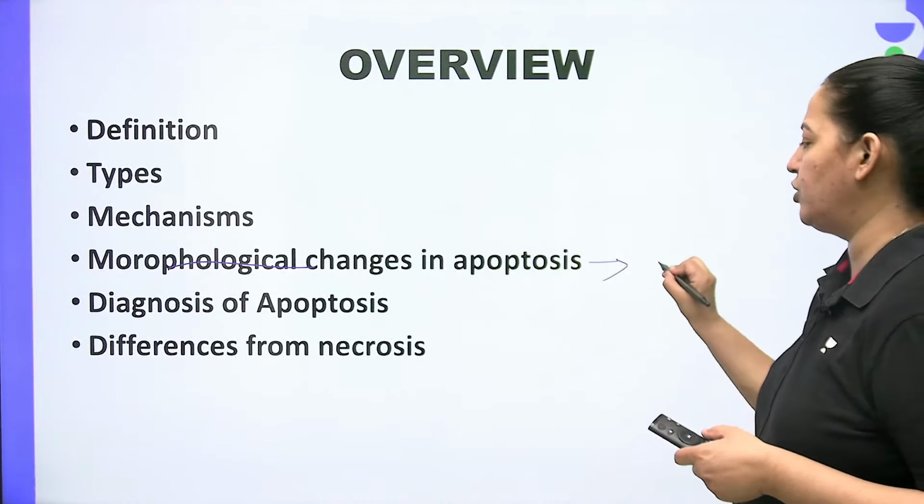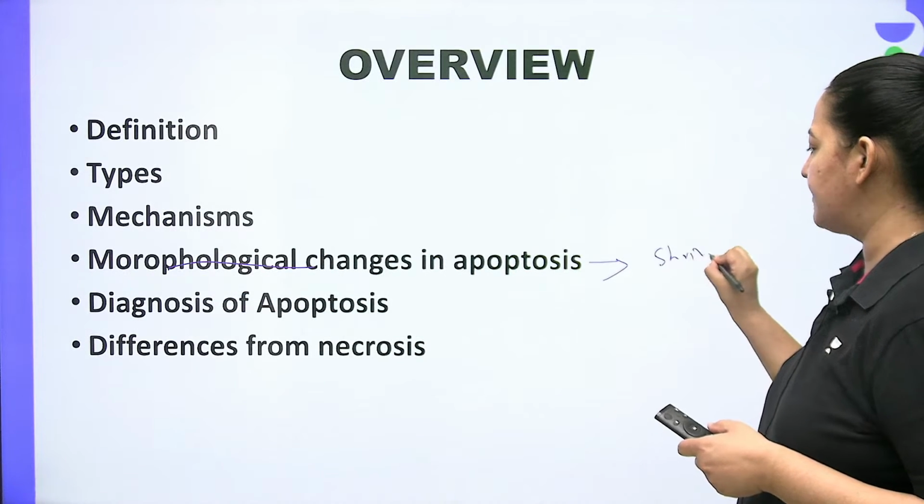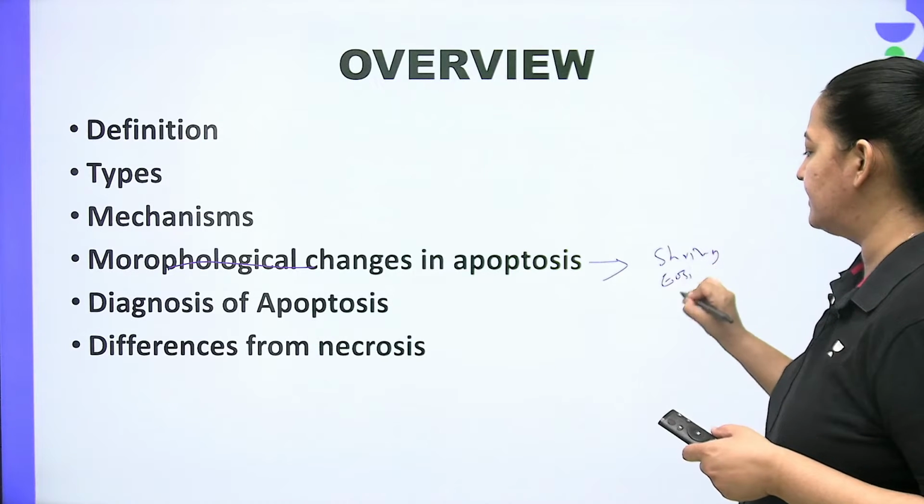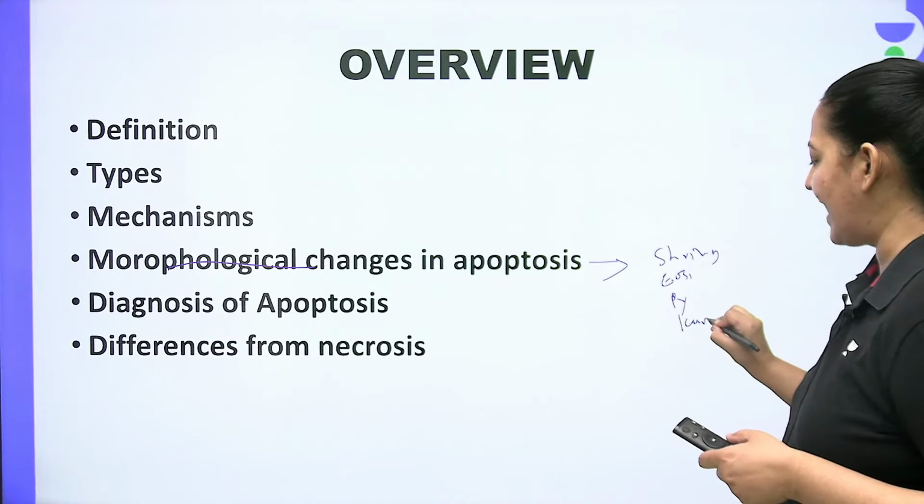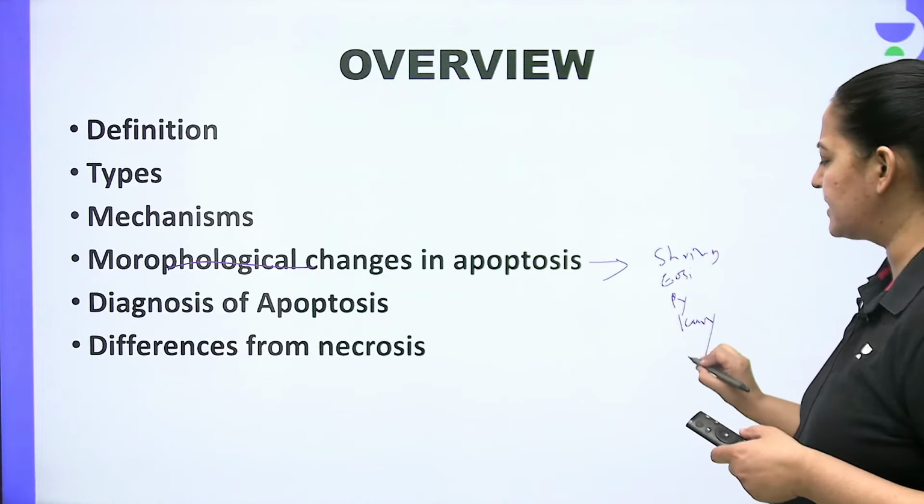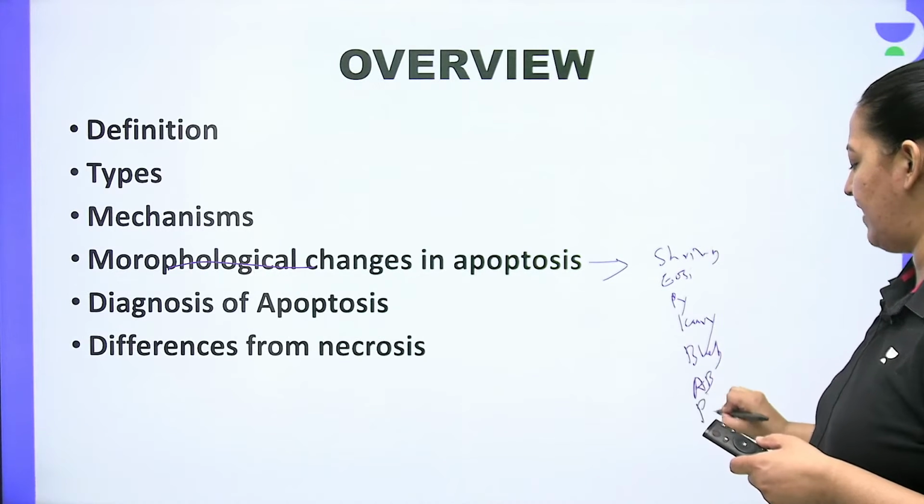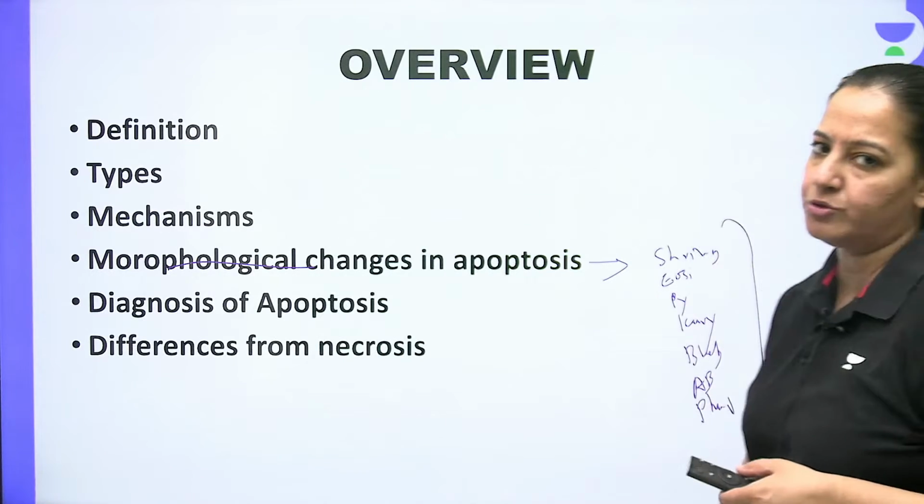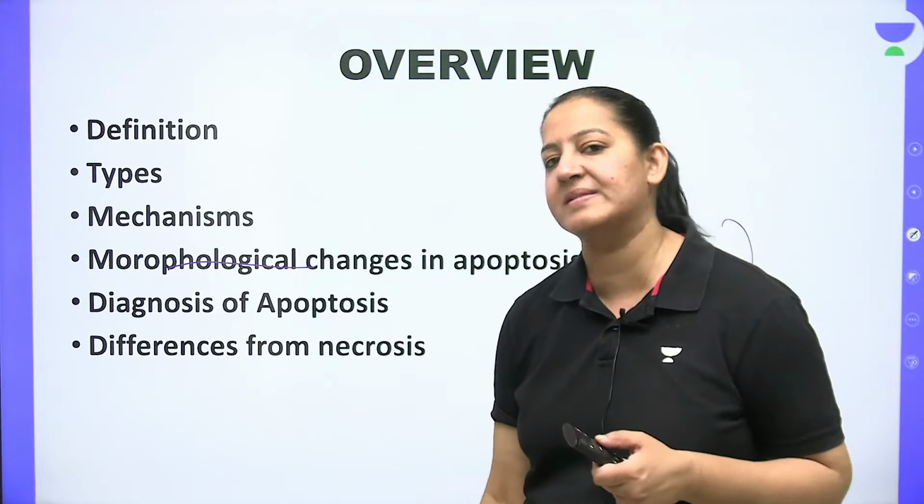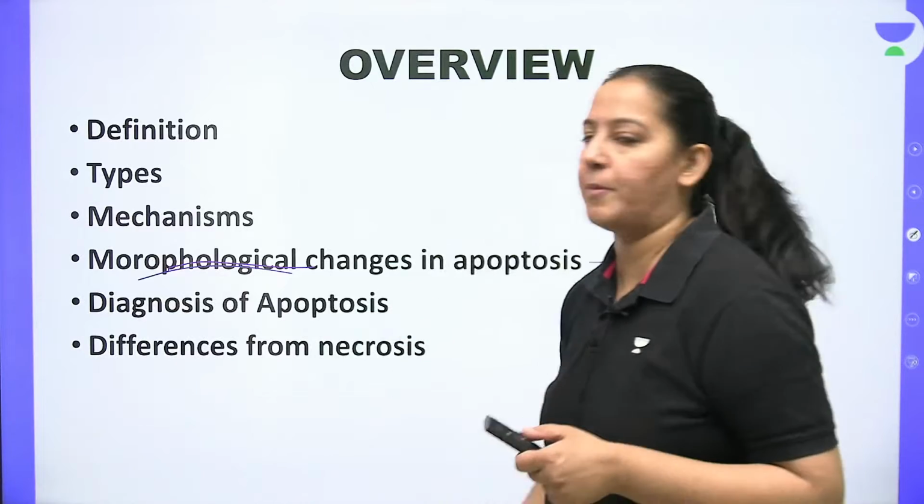One by one you have to enumerate. It is cell shrinkage first, eosinophilia followed by it, then pycnosis, then karyorrhexis. Then blebs formation, apoptotic bodies formation, and in the end phagocytosis. Count, they are 7 in number. Draw them, write them, describe them. That is the morphology of apoptosis.